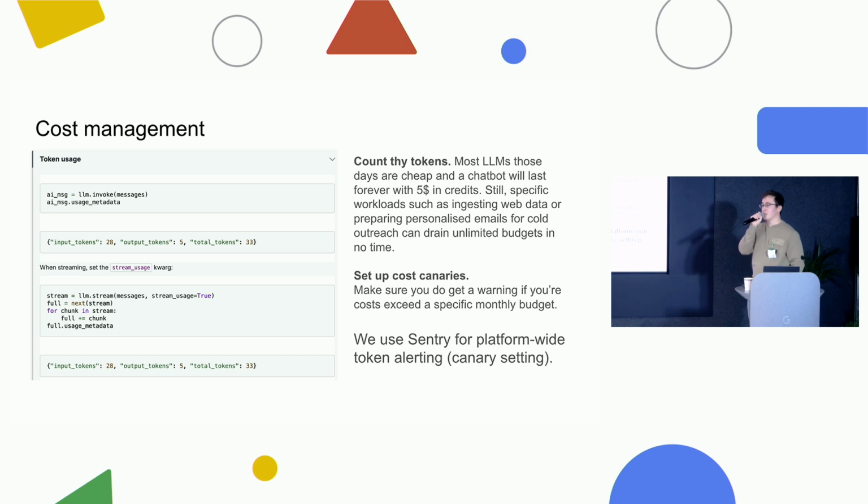Another thing is cost management. LLMs are seemingly cheap. How much does a million tokens cost with Gemini, for example? Is it like $10? Anyone know? It's probably something like $10, right? Seems very little, but for some specific applications, you can run out of endless budgets in like 10 minutes. For example, if you're doing things like scraping websites or personalizing emails, you're gonna run out of budget if you don't monitor it super fast. So make sure you set up alerts.